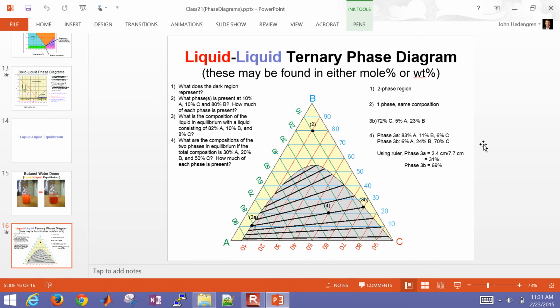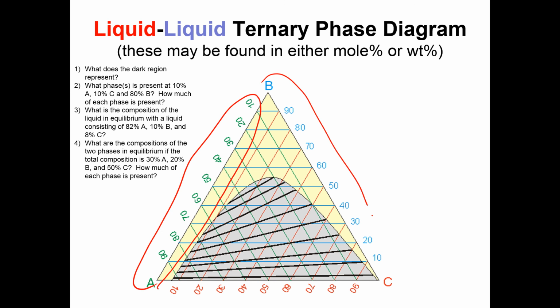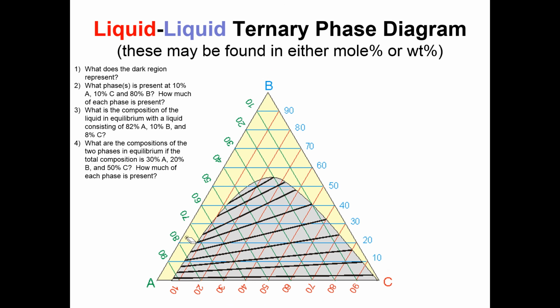But we can also have a three-component diagram. Let's go over this one. What does the dark region represent? Let me say a couple things about this region. There's A, here's your composition of B, and then C as well. This dark region right here is going to be a two-phase region. So this liquid is going to be in equilibrium, I have to follow this tie line here, with a liquid of that composition. So it's going to be two phases.